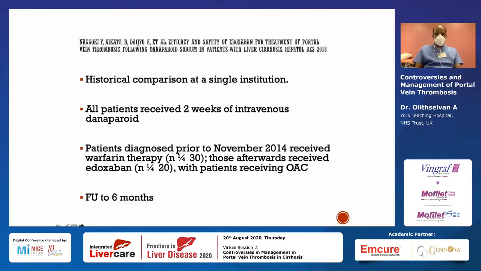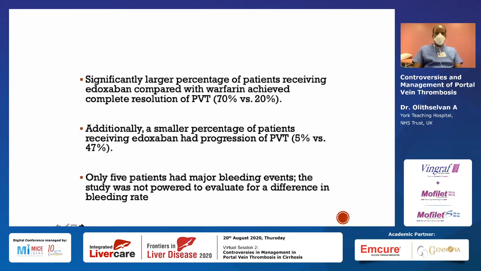What they have done is they usually give 2 weeks of low molecular weight heparin to the PVT patients. The patients who were diagnosed prior to 2014 received warfarin, which is about 30 of them. The other set of patients received edoxaban, about 20 of them, and these patients were followed for about 6 months. What is significant in their study was that patients receiving edoxaban compared to warfarin achieved much higher resolution of the portal vein thrombus, 70 to 20%. And also the progression was much slower in the edoxaban group.